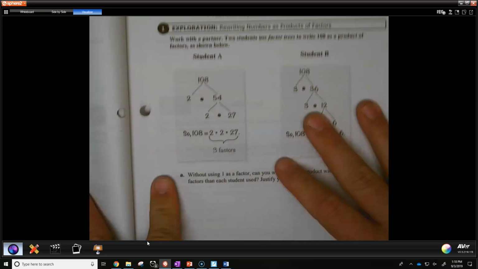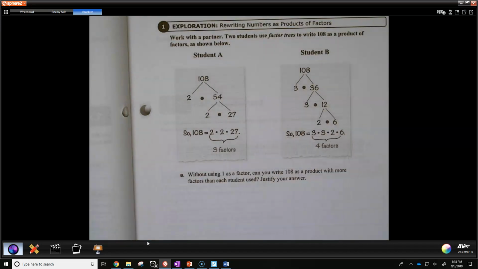So, on the first one, it says work with a partner. Your partner is going to be your whole table group. It says 2 students use factor trees. Okay, this is how you guys use math to help yourself. If they just told me they made factor trees, here's a factor tree, there's a factor tree. This is a factor tree that's shown. You should start trying to figure out what that is. To write 108 as the product of factors. Product of factors is what our prime factorization is. That's what we're trying to get to.